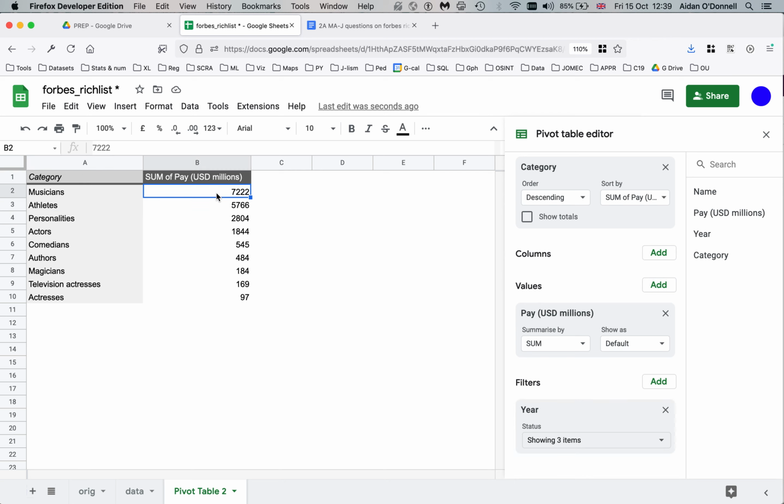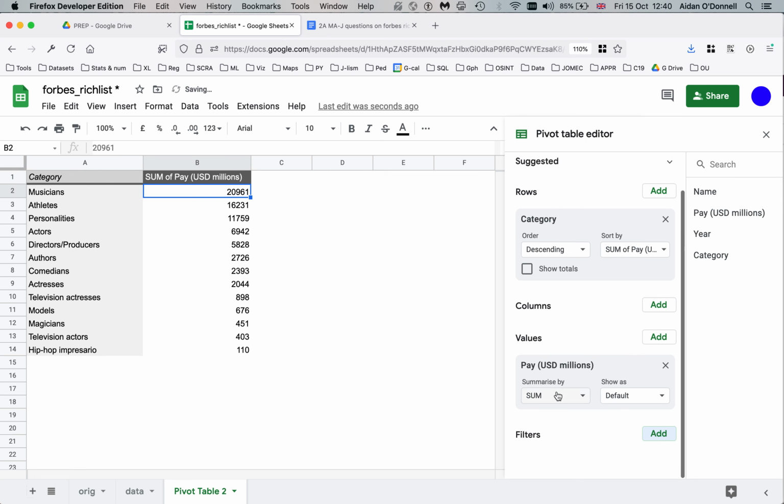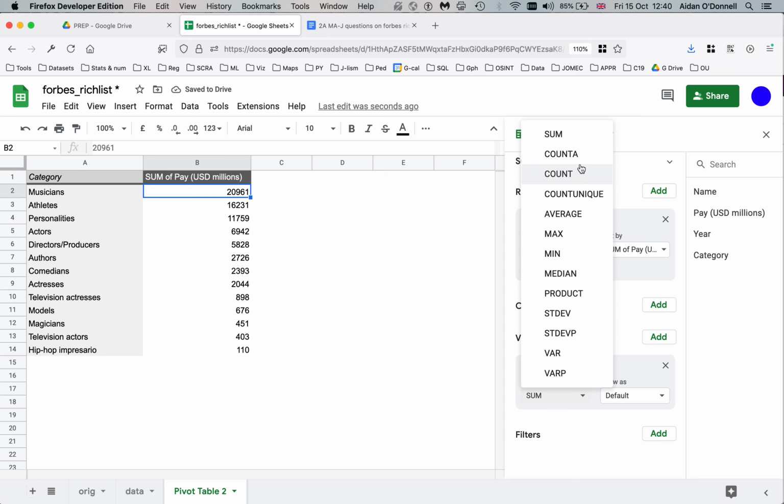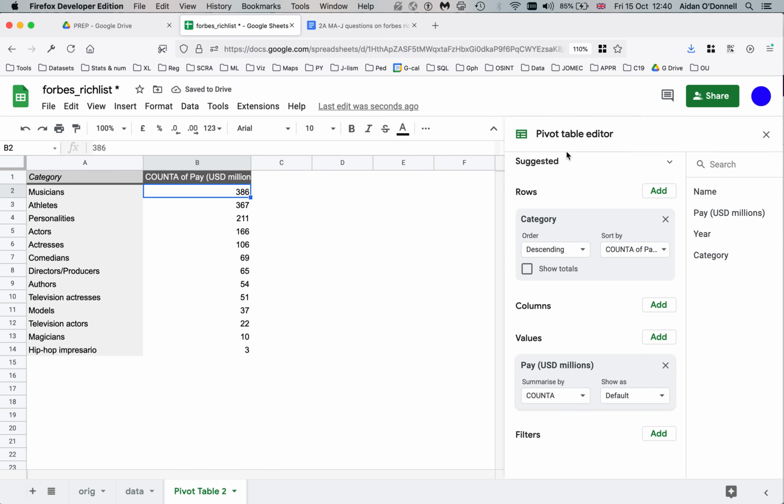Now these are all total amounts, so the fact that there's lots more musicians probably than there are other categories, is something we can check. Right? We can get rid of the filter, and we can say, instead of adding up all these things, could you count how many occurrences there are? And you can see that musicians appear 386 times in this data set. So if we're adding things up simply, rather than getting the average, they're the ones that are probably going to come out on top.